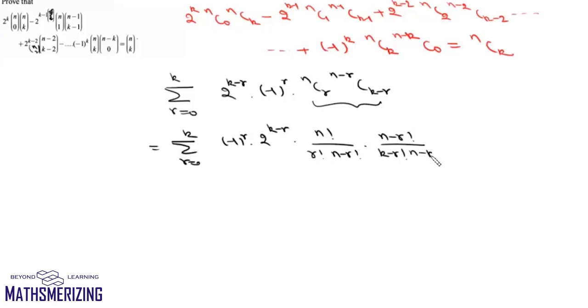So we'll write it as r varies from 0 to k, minus 1 to the power r, 2 to the power k minus r and here will be factorial n upon factorial r factorial n minus r, factorial n minus r upon factorial k minus r and then factorial n minus k. So now here factorial n minus r and n minus r it will cancel. Now this summation is in terms of r. What I see here is factorial r and factorial k minus r.